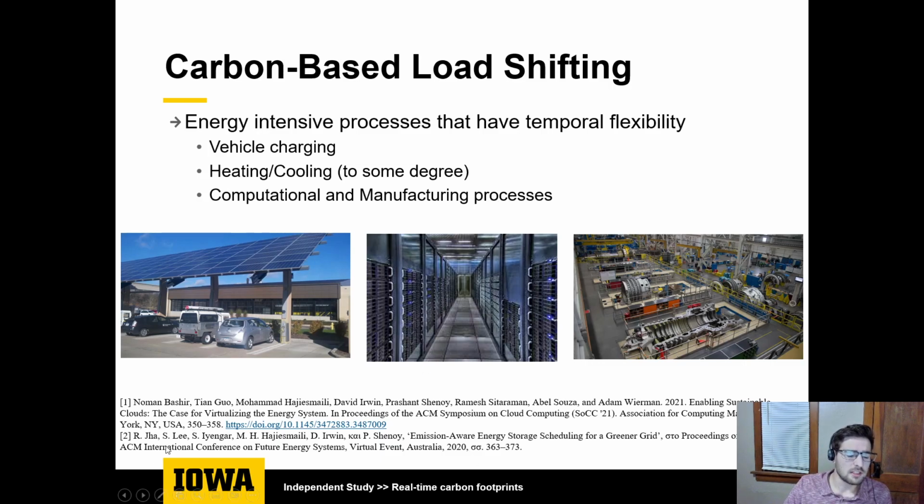And so these two papers here are kind of where I got the idea from. So they talk about doing this in the context of cloud computing and also in the context of battery storage. So I recommend those papers if anyone's interested in this carbon-based load shifting.